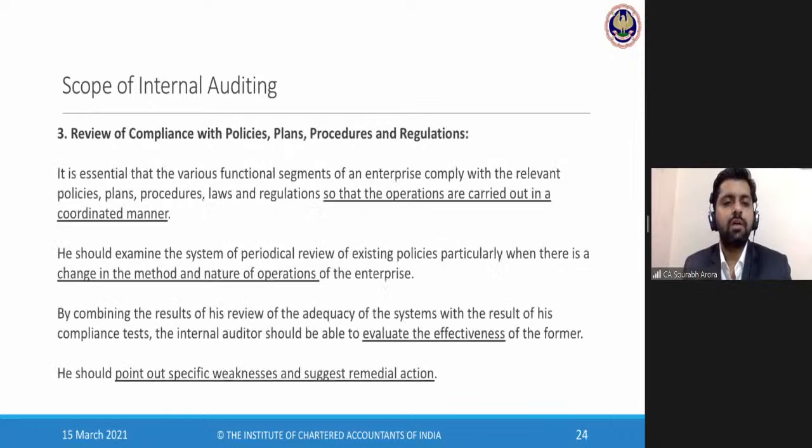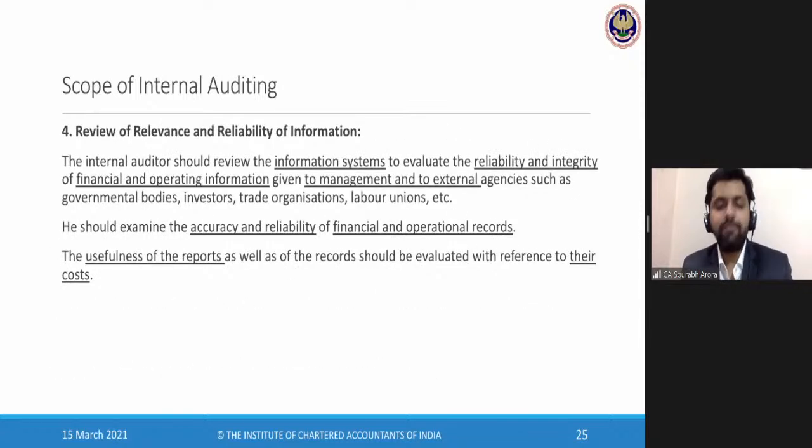Fourth is review of reliance and reliability of information. Wherever information is used, use the information system word. These are the keywords that go hand in hand. So review the information system to evaluate the reliance and reliability of financial and operating information, not just the financial information, but operating information as well, to management and to external agencies. External agencies are the same agencies that the stakeholders are that we discussed above. And examine the accuracy and reliability of financial and operational records and the usefulness of the reports vis-a-vis their cost. So cost benefit analysis, accuracy and reliability of financial information and operational records, then the reliability and integrity of this information.